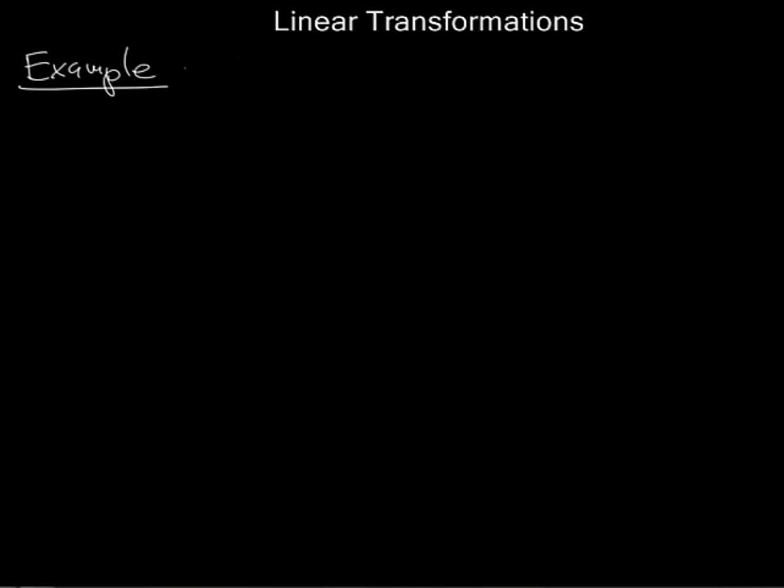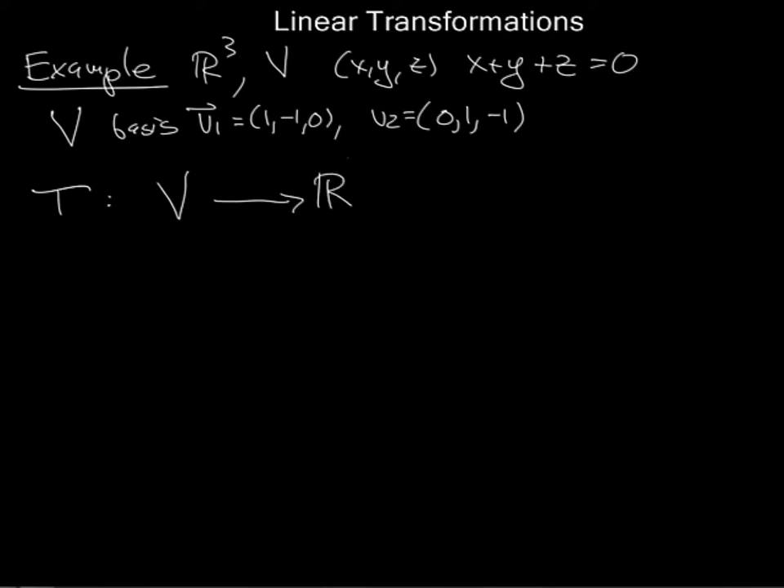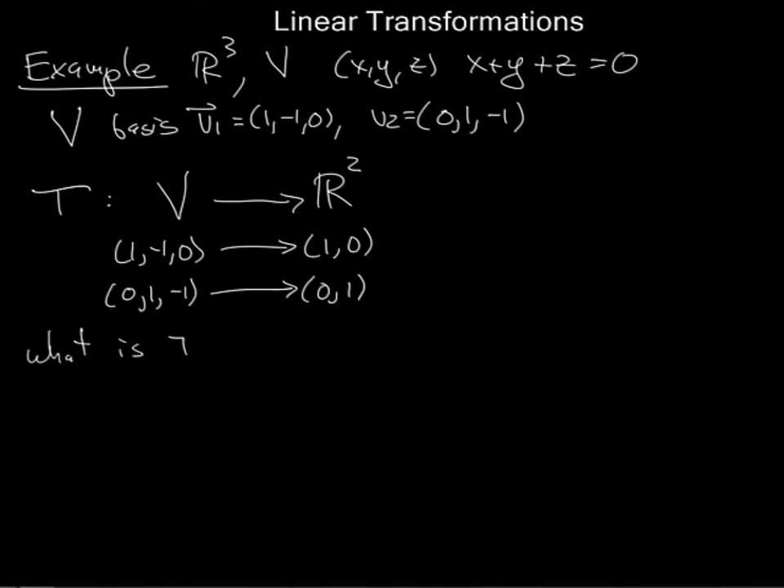Okay, let's look at an example of all of this. Go back to the example way back at the beginning of today's video. Let's take this vector space V consisting of the vectors in R3 whose coordinates add up to 0. This has a basis V1 and V2 as indicated. So this is a two-dimensional vector space. So I'm claiming that we can think of this V as being R2. And the way we think of it is we map the vector 1, minus 1, 0 to 1, 0 and 0, 1, minus 1 to 0, 1. That is to say V1 goes to E1 and V2 goes to E2.